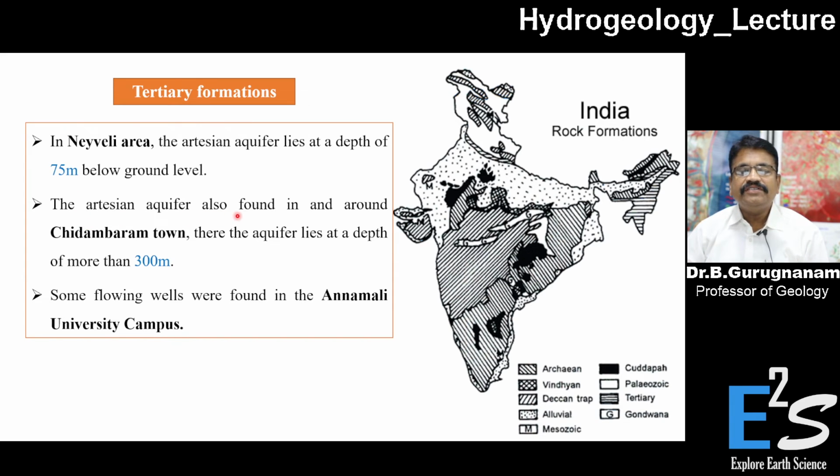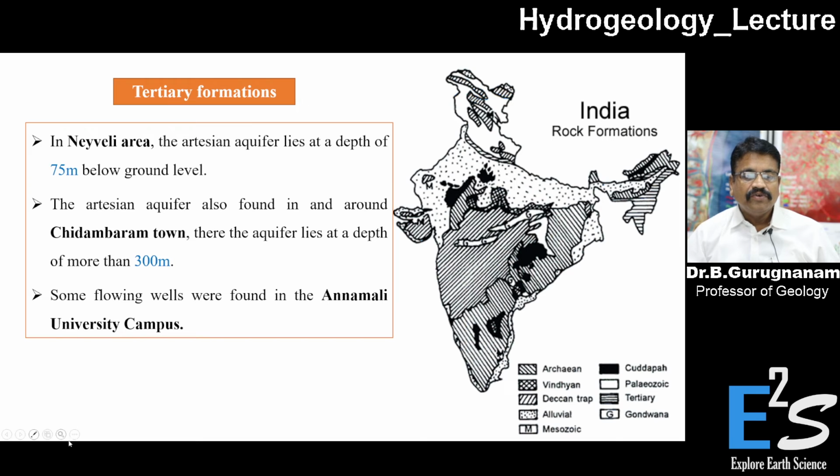And the artesian aquifer is also found in and around Chidambaram. We have also noticed this aquifer up to a depth of even 300 meters. What happens? It is like the piezometric level, the water level surface is on the top. And if I am making a borehole here, what will happen?